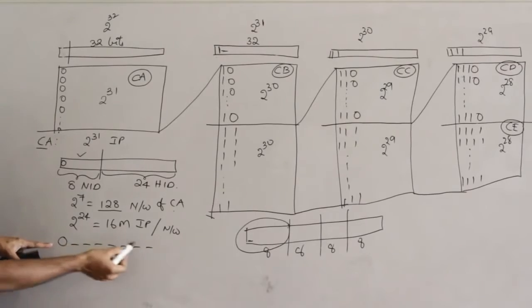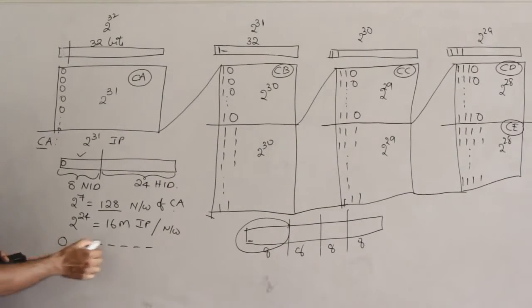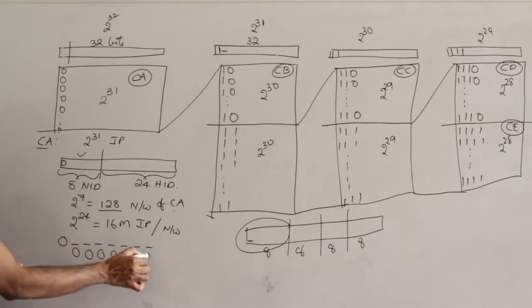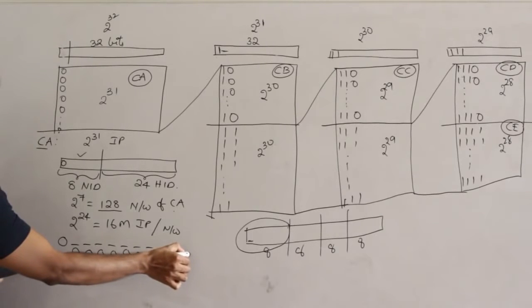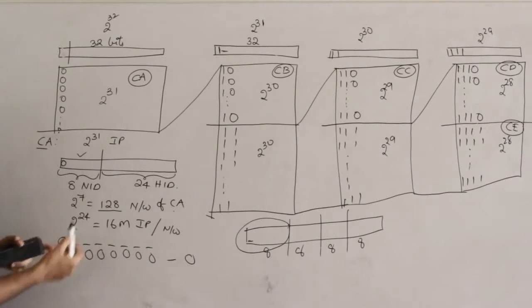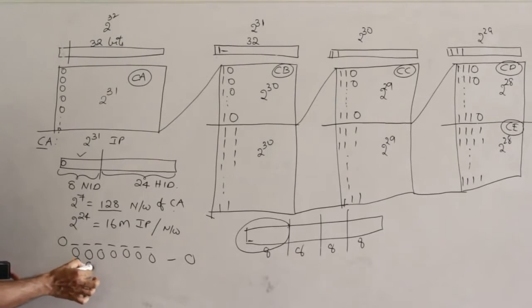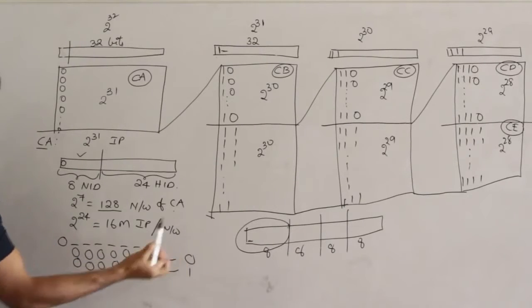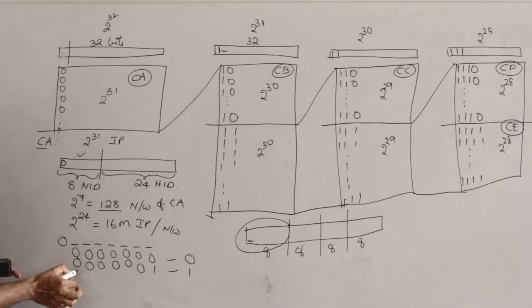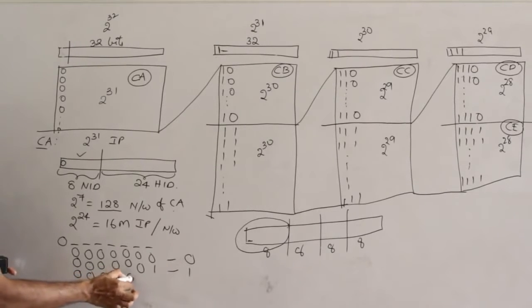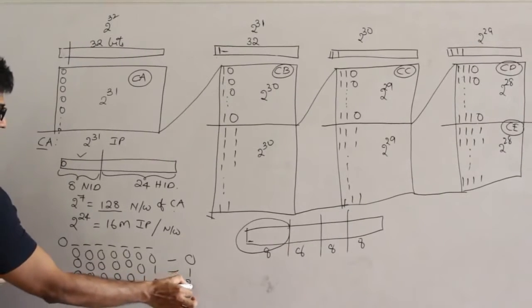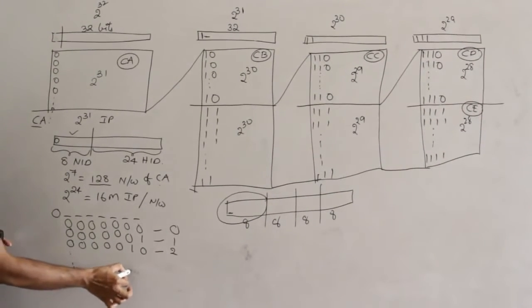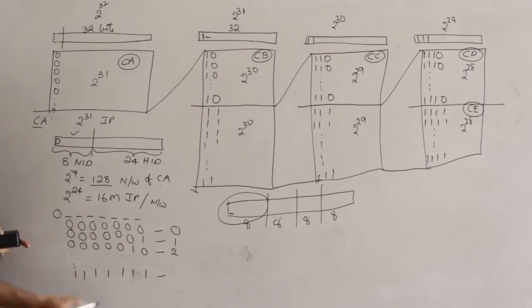So now 0 and all these 7 bits can be zeros, 0 0 0 0 0 0, right? Therefore the starting number is 0, and the next one is 0 0 0 0 0 0 1, therefore the next number is 1, right? And the next one is 0 0 0 0 0 1 0, therefore the next number is 2, and so on. The last number is 1 1 1 1 1 1 1, 7 ones. 7 ones is nothing but 127.